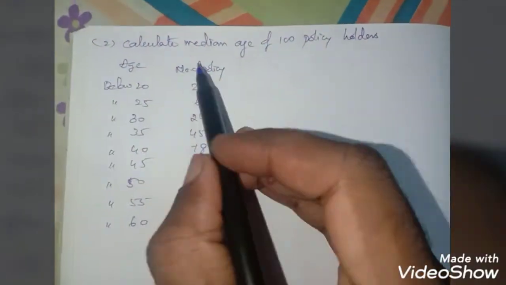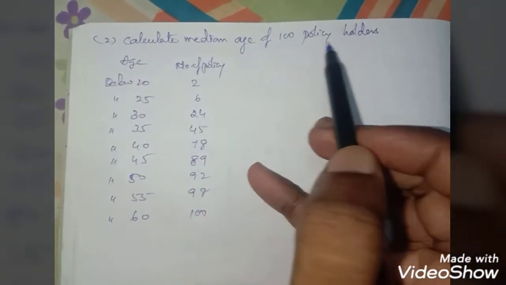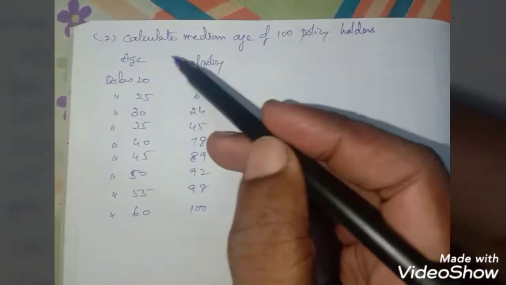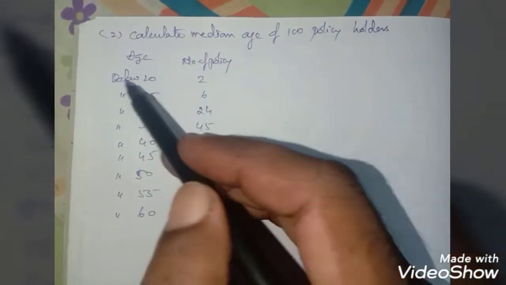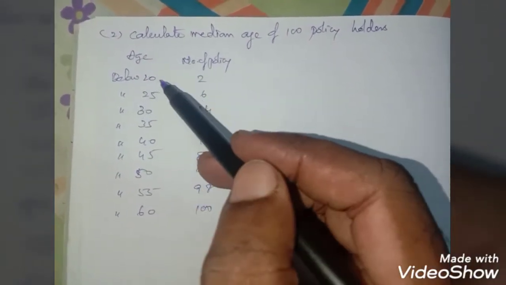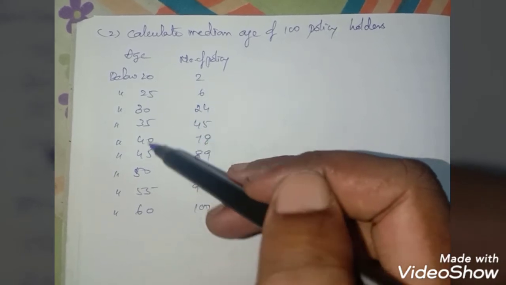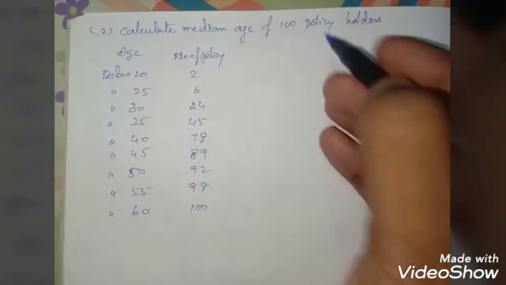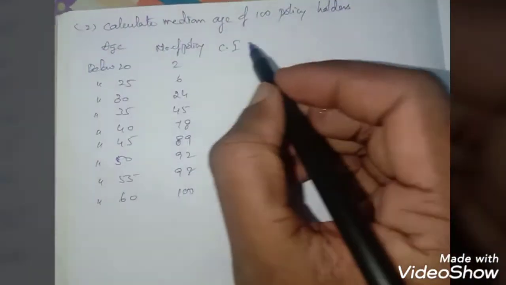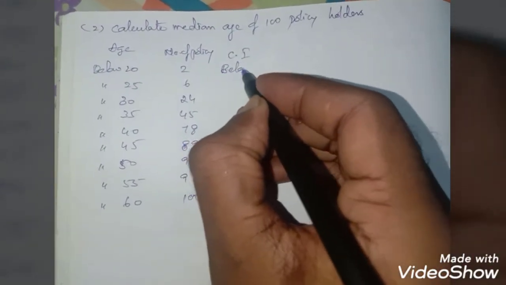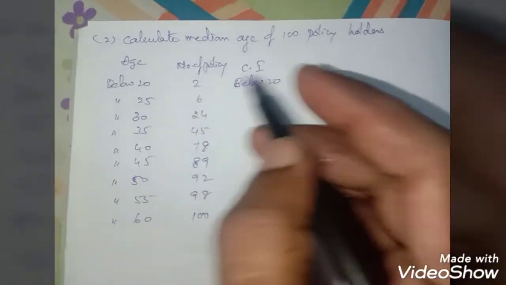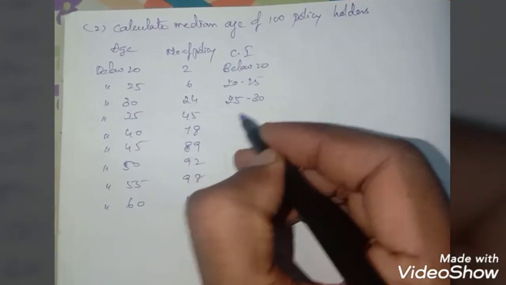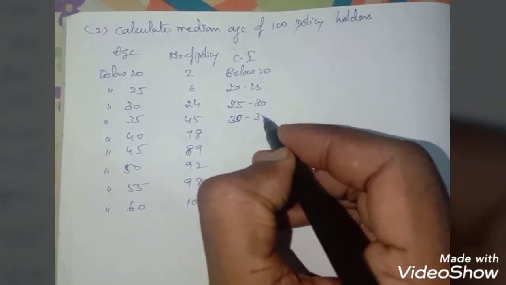Okay, now coming to your second problem: calculate the median age of 100 policy holders. The ages are given and the number of policies is given. If you go through this question, it is the same as your previous problem. Here also it is given as below 20, below 25, below 30 and so on, and the number of policies 2, 6, 24, so it is of increasing order. Now you need to find your class interval. You can write below 20, and see the difference. The difference is 5, so I can write 20 to 25, next 25 to 30, next 30 to 35.